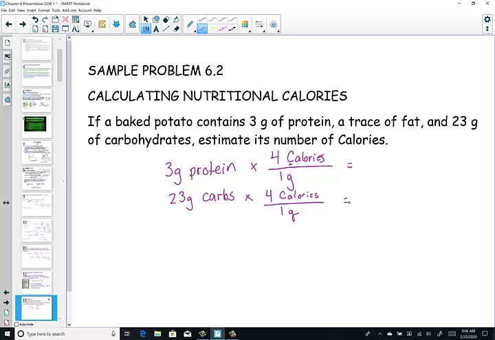So 3 times 4, that I can do in my head, that's 12 calories of energy being released from the 3 grams of protein. But I have to hit my calculator for 23 times 4, that's 92 calories of heat being released for ingesting the carbohydrates. And so the total calories in my baked potato is 92 plus 12, and that gives me 104 nutritional calories. I write that with a capital C. About 100 calories to eat a baked potato. Not too bad.